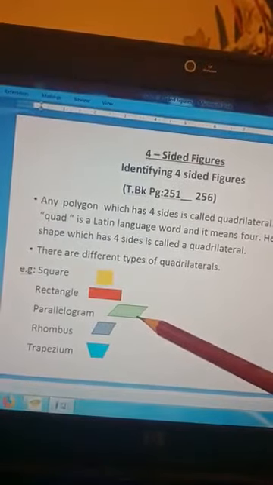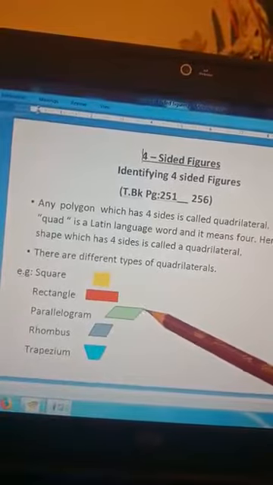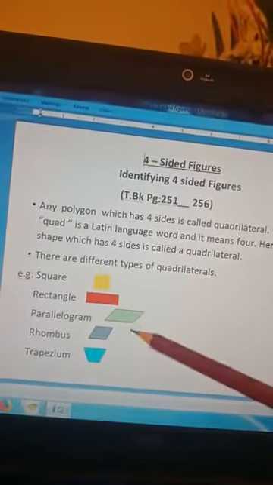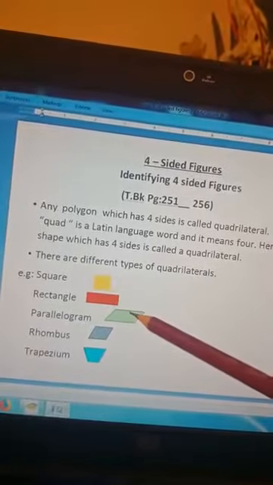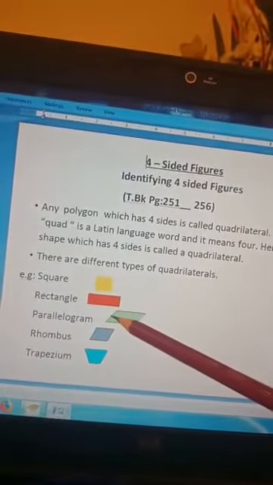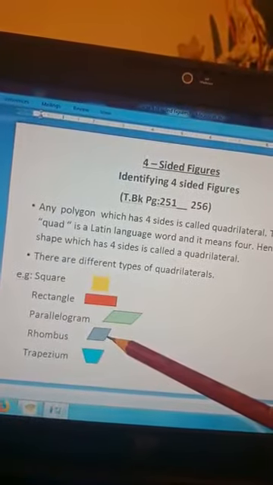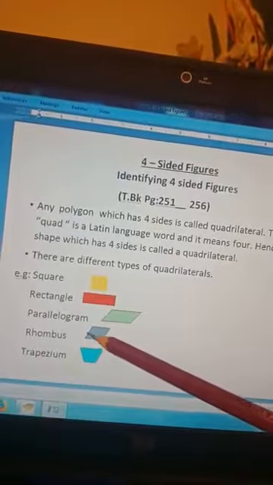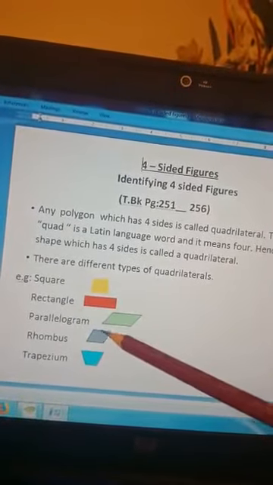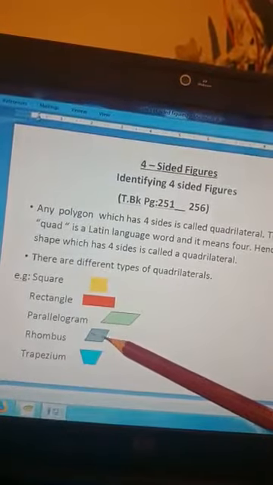Now come to the parallelogram. This is a new shape which you will study here in this chapter. It also has four sides, but they are not all equal in length. These opposite sides are parallel, and in the same way these two opposite sides are parallel. Now look at the rhombus. A rhombus has all four sides equal in length and these two are parallel, and in the same way these two are parallel.